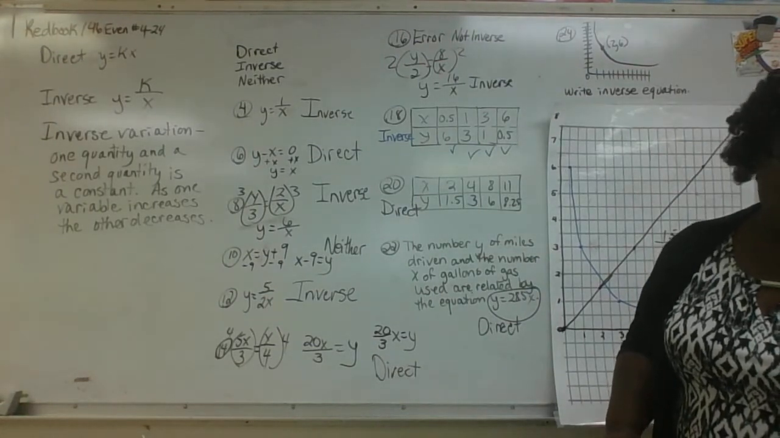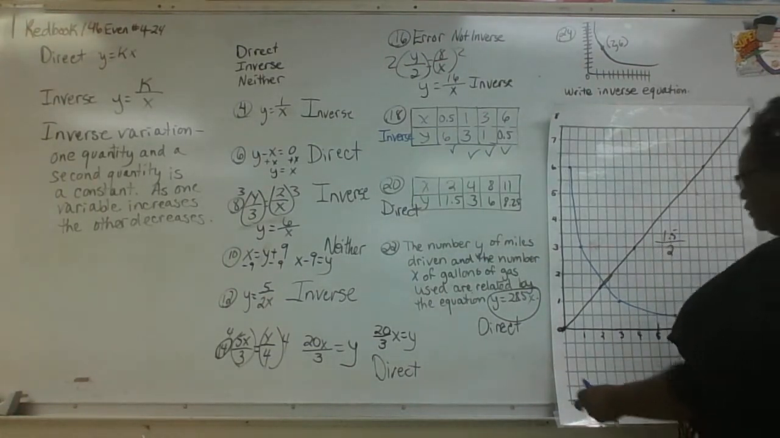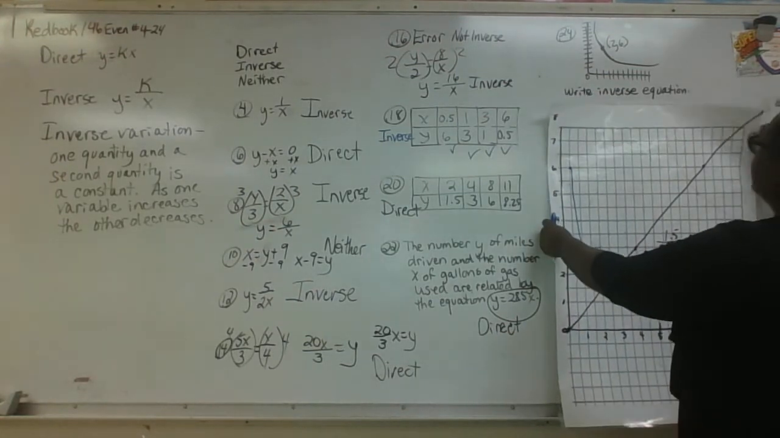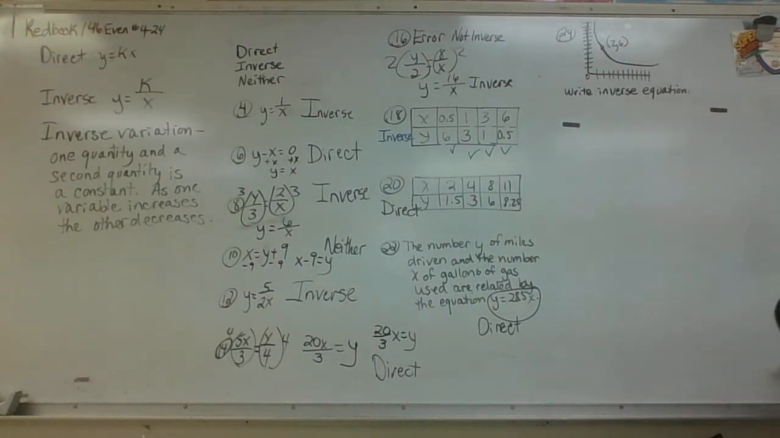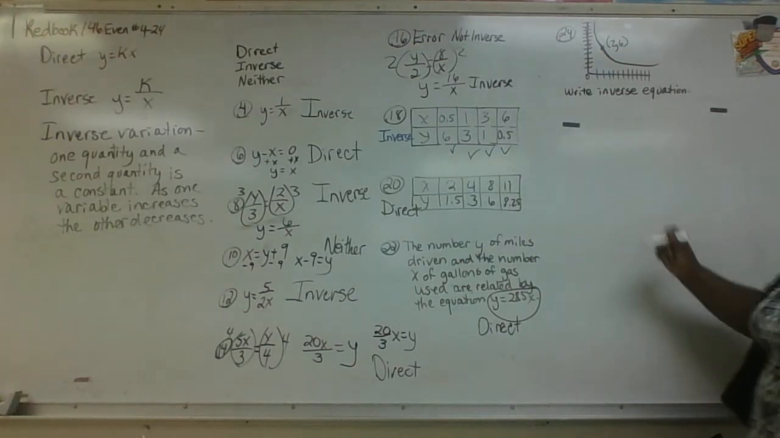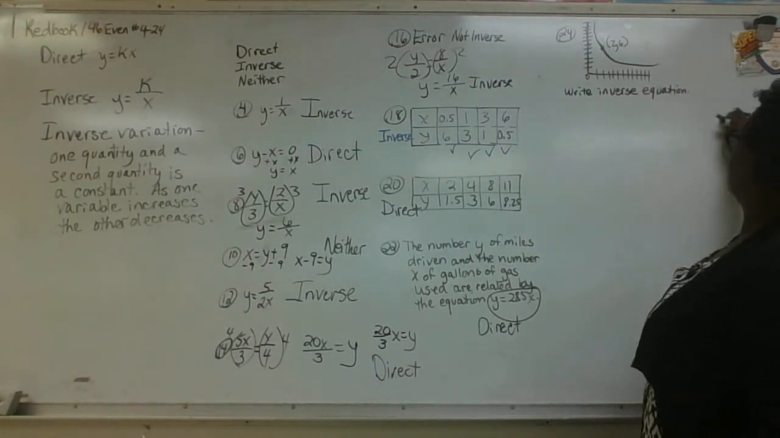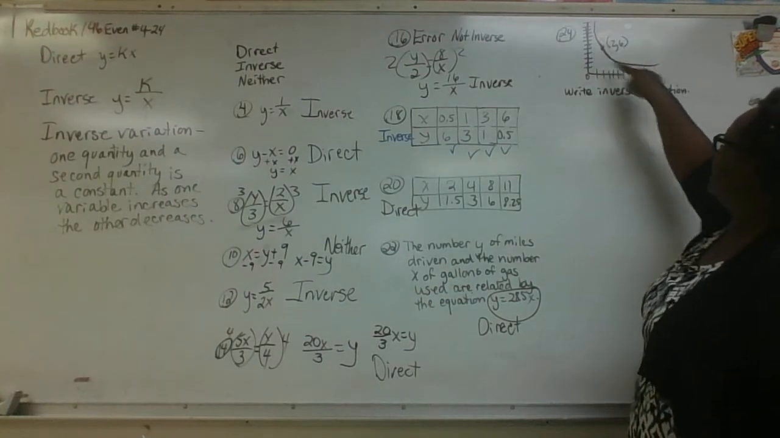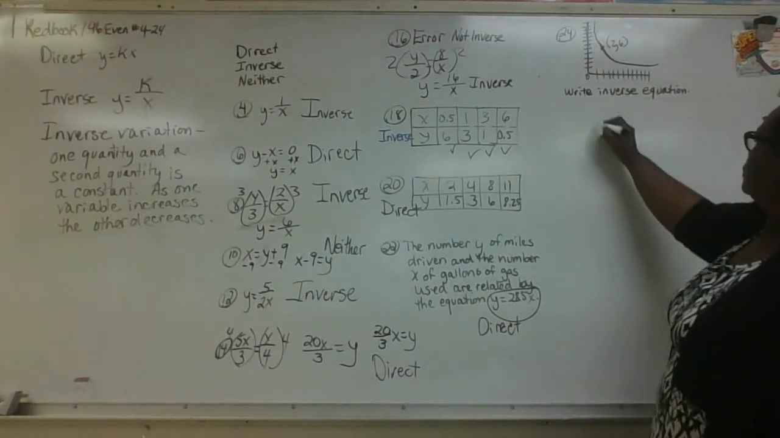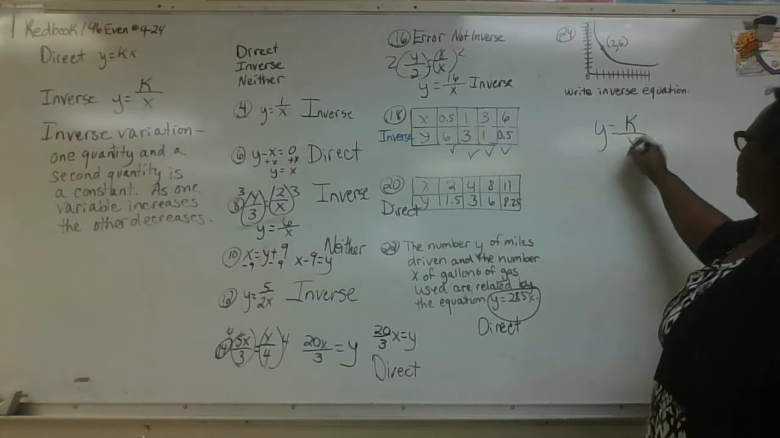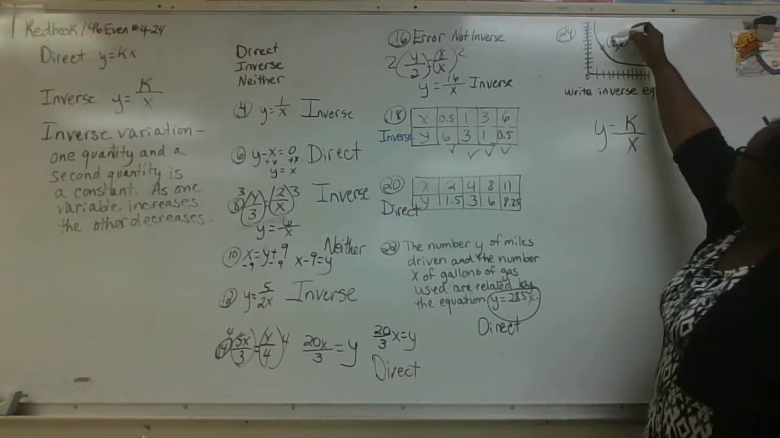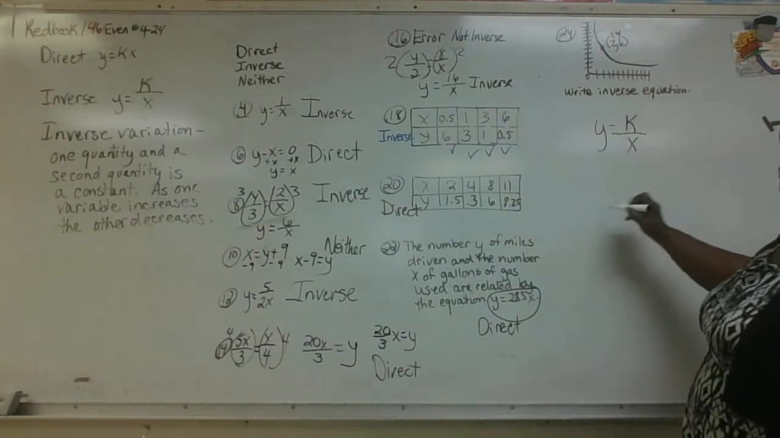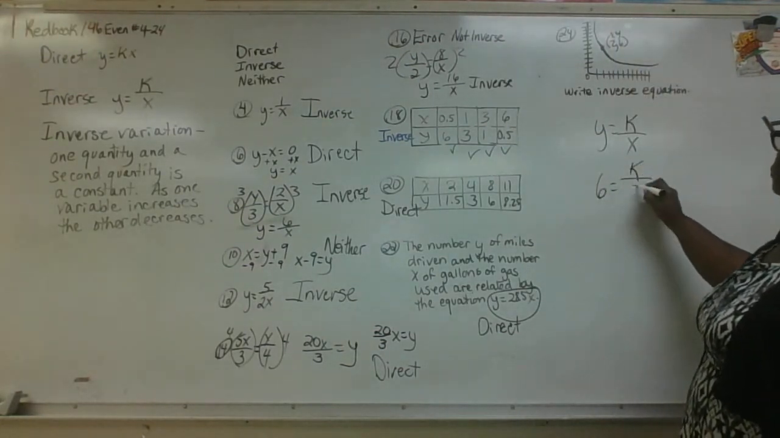Okay, let's take a look now at 24. On number 24, our last equation, it asks us to write the inverse equation for this problem. They told us that we have a set of coordinates that are 2, 6. All right, and they told us that this is inverse. So we take our inverse equation, and we have the coordinates, our x and our y. So we plug in our x and our y into the equation, y being 6, x being 2.